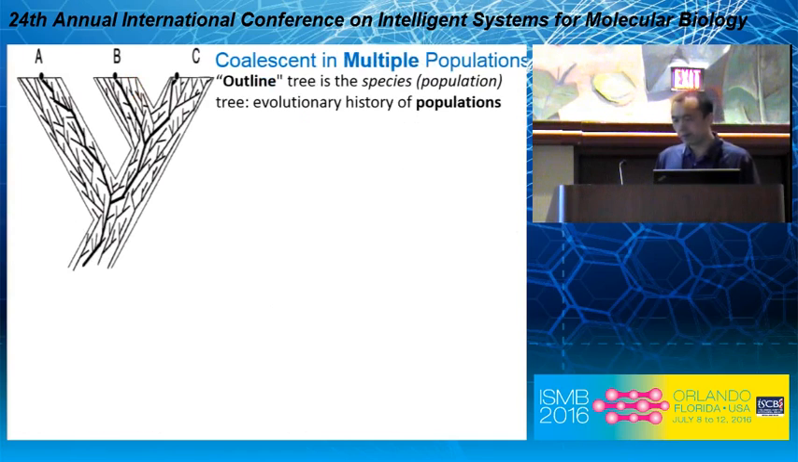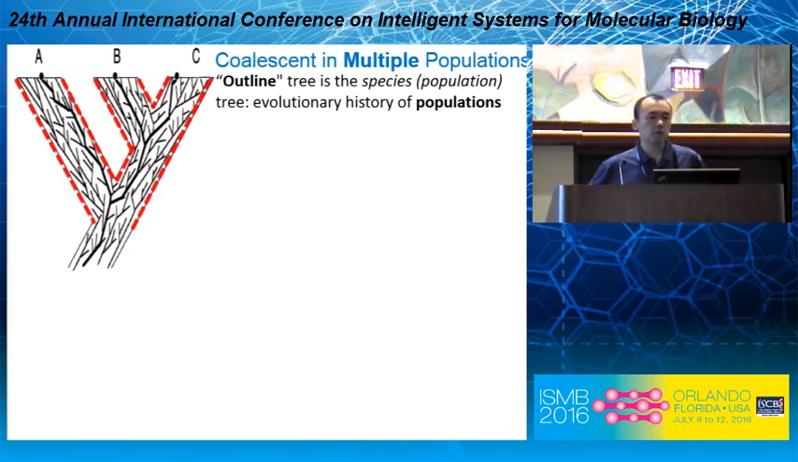So let me tell you what a coalescent is in the multi-species coalescent, or coalescent in multiple populations. Here it shows three populations, A, B, C on the top. And these big, very thick trees are usually called the species tree, or I sometimes also refer to it as the population tree. They really refer to how these populations are related to each other, like when they diverge and how closely they're related.